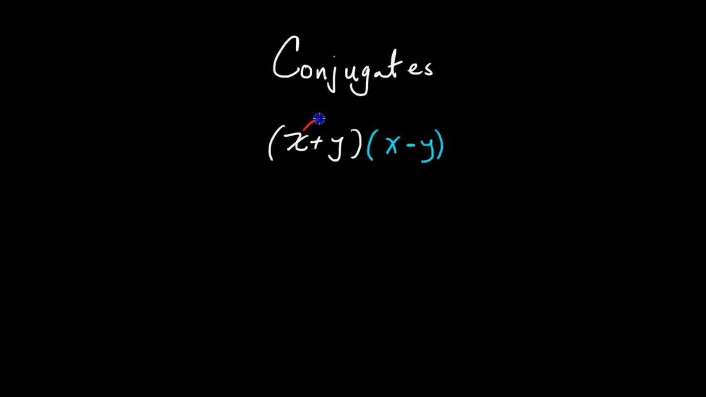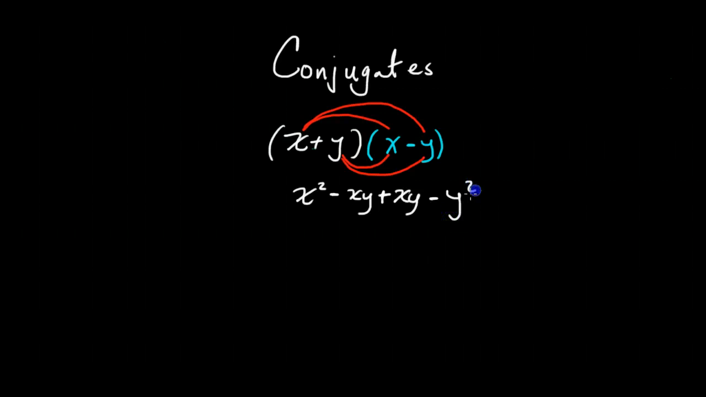I'm going to use my rules for distribution, and I'm going to multiply x times x. And what will I get there? x times x is x squared, and then x times a negative y is a minus xy. Now I will take my y term and multiply it by the x, and then multiply it by the negative y. So y times x will be a positive xy. I'm just going to use the commutative property and put the x factor before the y. And y times a negative y gives me a minus y squared.